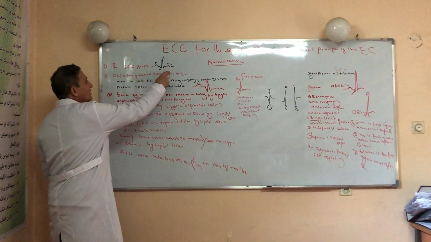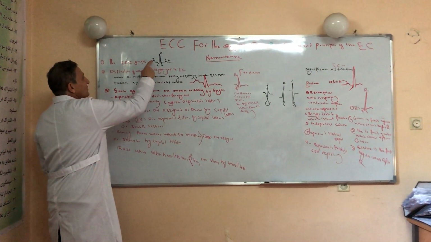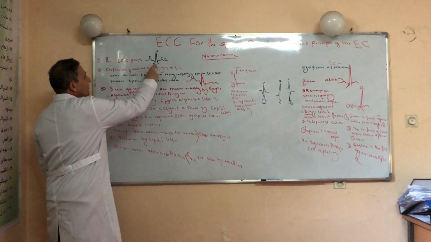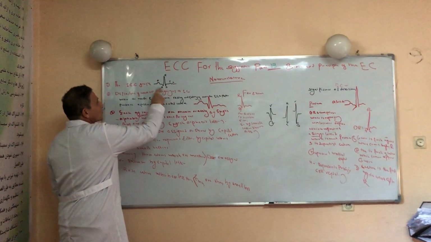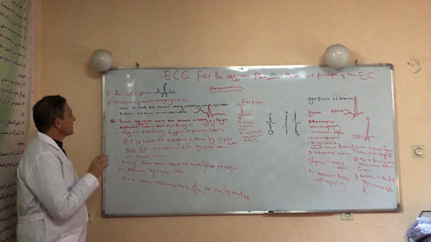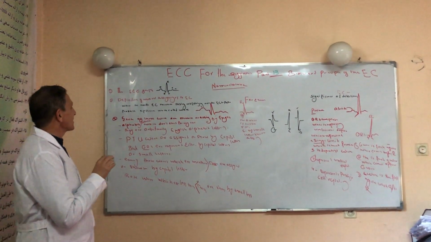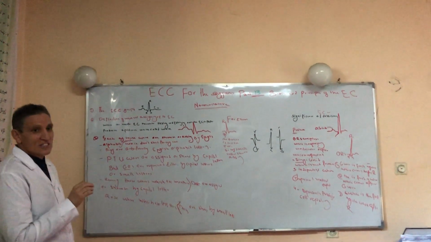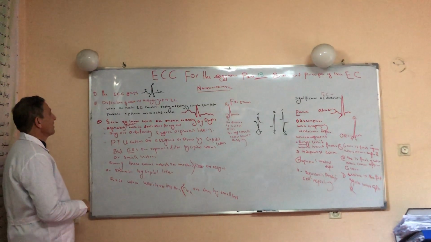For example, this is one cardiac cycle, a series of the waves. This is the first wave, that is called P wave. After the P wave, another small wave, that is called Q wave. So the ECG graph is defined as a series of the waves or deflections which are seen during one cardiac cycle.